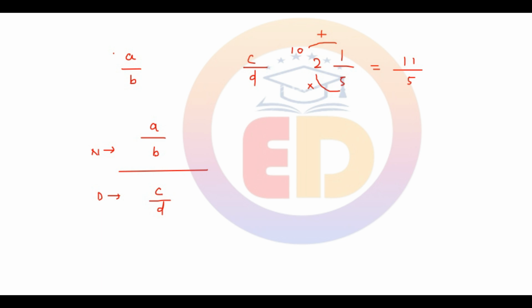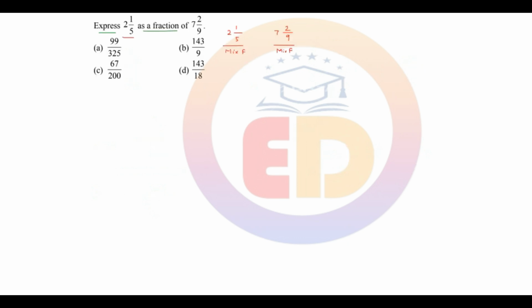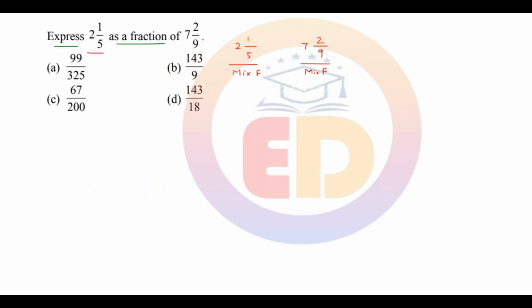Our next fraction is 7 whole 2 upon 9. To convert 7 whole 2 upon 9 to an improper fraction, multiply 9 and 7. 9 into 7 is 63. To this add the numerator 2. 63 plus 2 is 65 upon 9. So the first fraction is 11 upon 5. Second fraction is 65 upon 9.